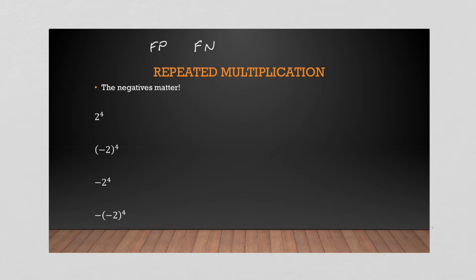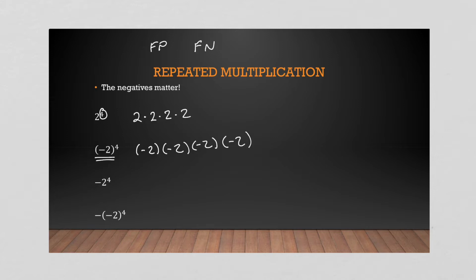So repeated multiplication means, how can I write these as repeated multiplication? It might seem like a weird idea, but if you understand what it looks like as repeated multiplication, the odds of you making mistakes with positives or negatives are going to decrease substantially. So look at 2 to the power of 4. It means 2 times 2 times 2 times 2. It's 2, 4 times. If you look at -2 in brackets to the power of 4, it means everything in those brackets times itself 4 times.